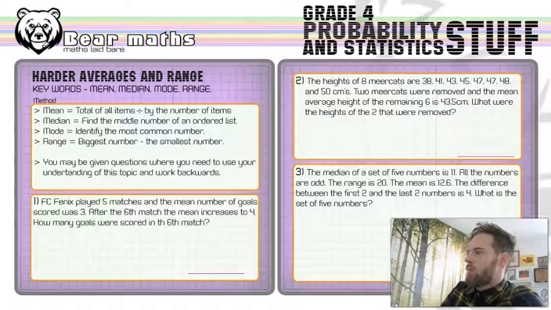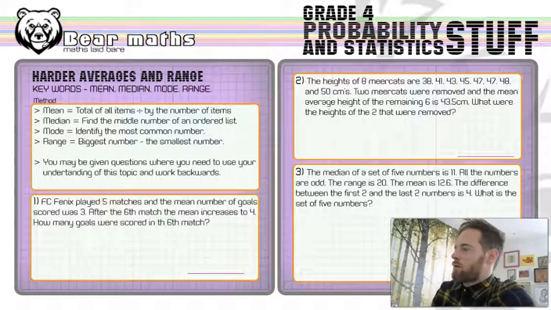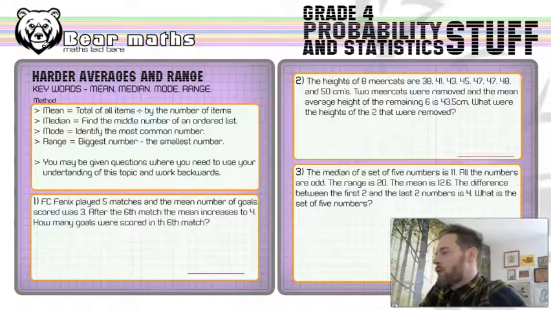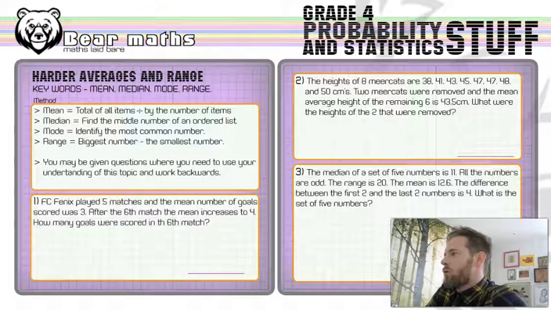Now, you may be given questions where you need to use your understanding of this topic and work it backwards. That's what these ones are really, which is why I've called them harder averages and range stuff. If you're not sure what to do with this one, make sure you watch the previous mean, median, mode and range video. Now, first question. FC Phoenix played 5 matches and the mean number of goals scored was 3.